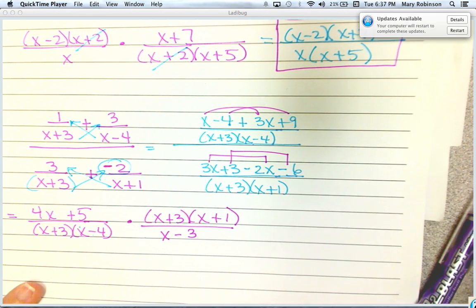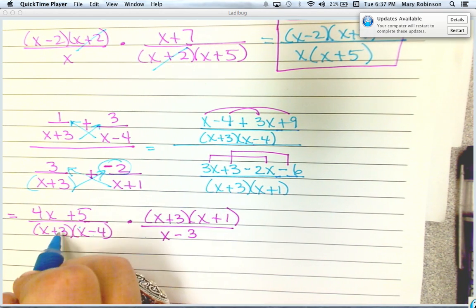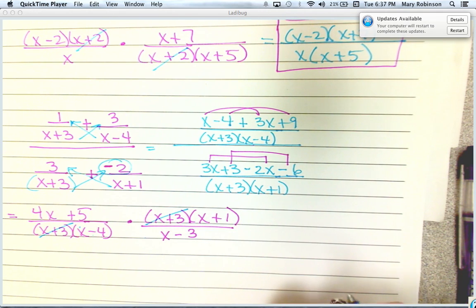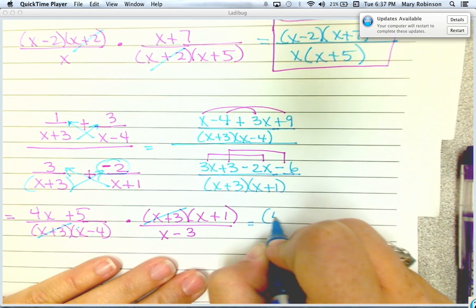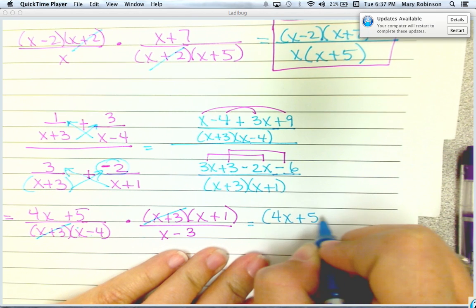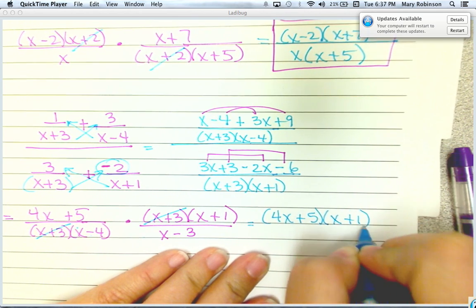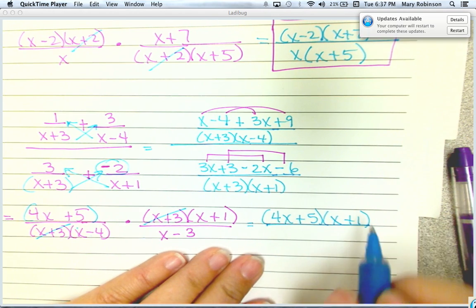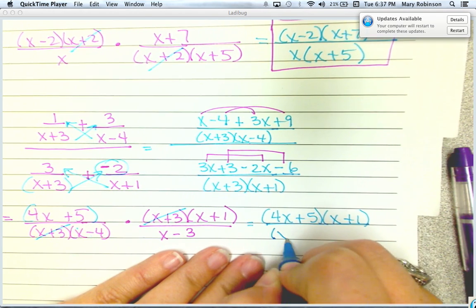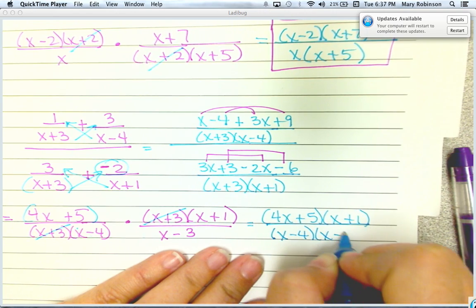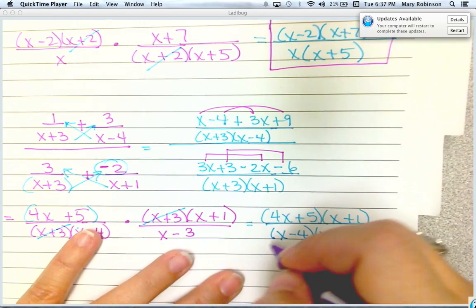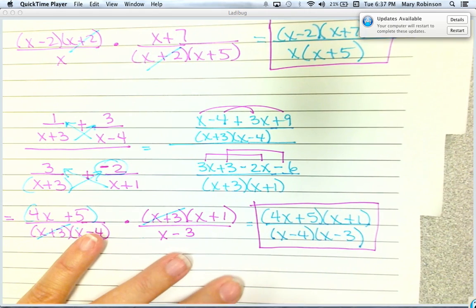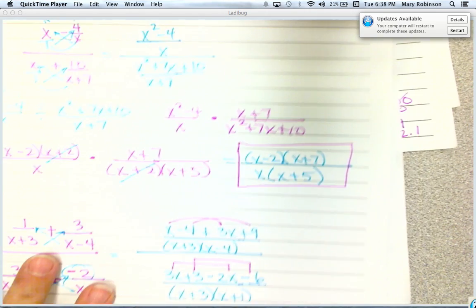Now I just want to eliminate any terms vertically that I can. The x plus 3's cancel, and that's it. So my answer will be the quantity x plus 5 times the quantity x plus 1, because this is a quantity even though you don't see parentheses, over x minus 4 times x minus 3. And we're done. That's our answer. All right, that concludes problem 4.